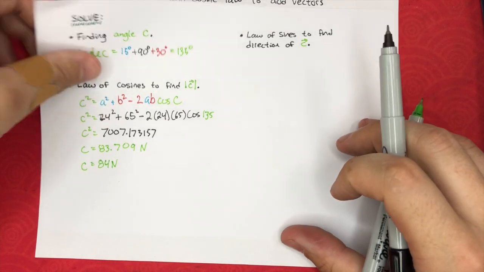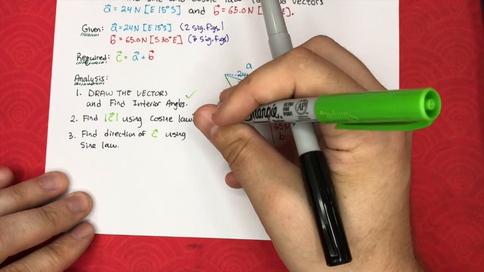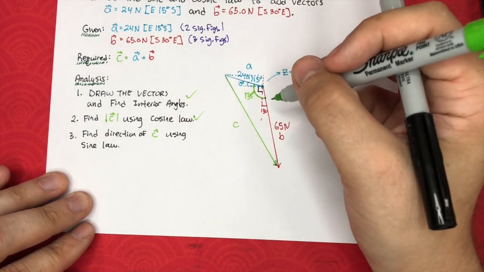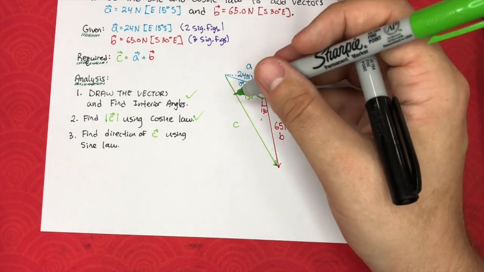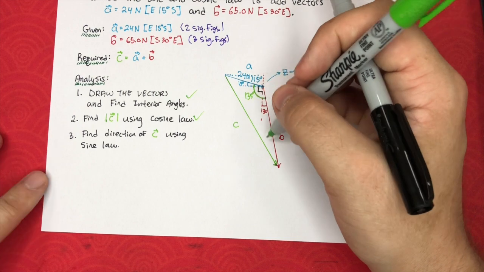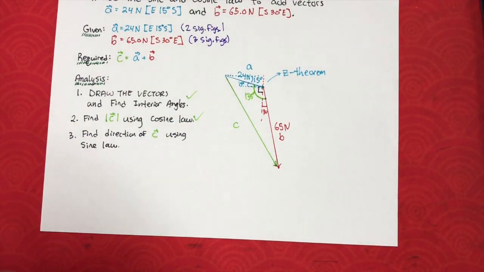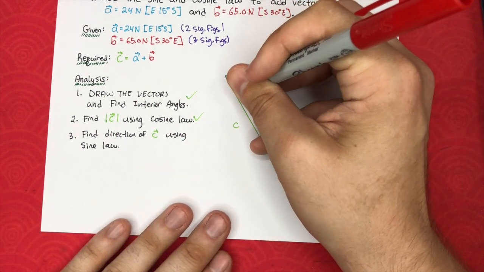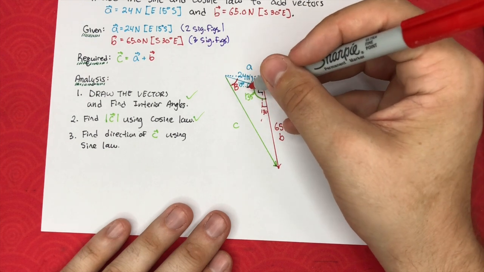If you go back to our analysis, we've drawn the vectors, found the interior angles, and found c using the cosine law. Now we need to find the direction of c using the sine law. In order to find the direction of c using the sine law, what we need is one more interior angle of this triangle. It doesn't matter which one we choose, but I'm going to choose this angle right here. I'm going to call that angle B.